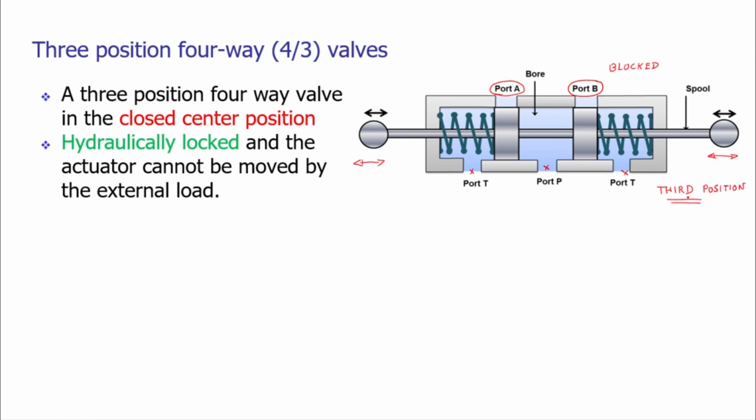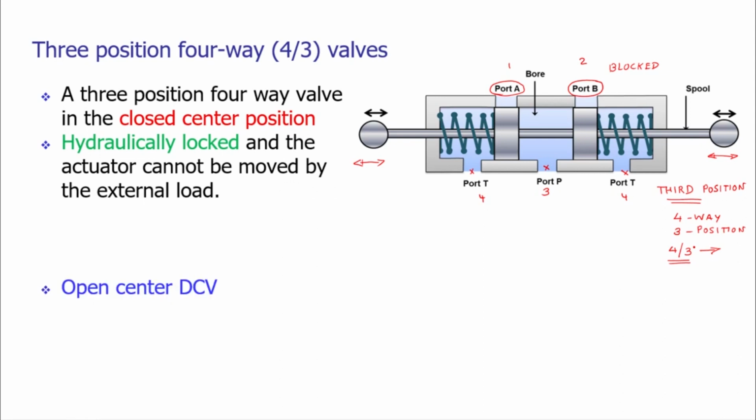So the valve has four ports: 1, 2, 3, and 4. It is a four-way valve, but the number of positions is three. This is called 4/3. There are three positions to be operated by the four ports, that is the 4/3 valve.